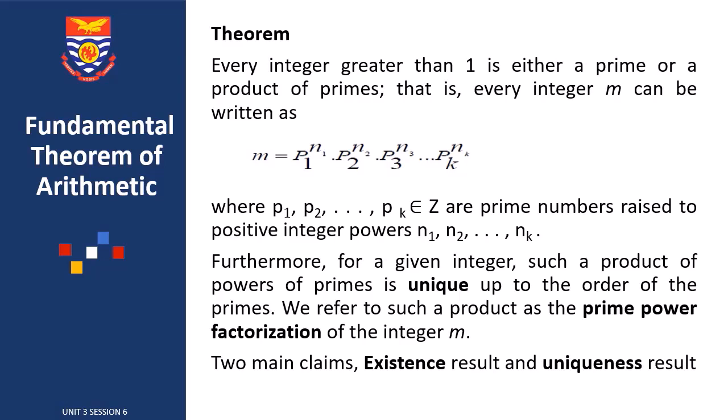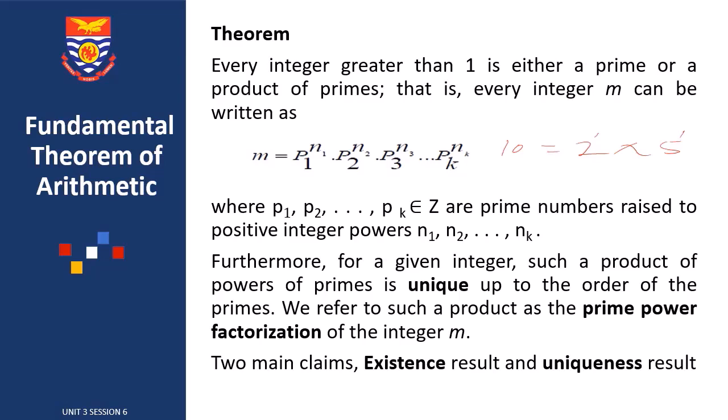Let's say 10 equals 2 multiplied by 5, that is p1, p2 with power 1 and power 1. When I have 4, it is 2 to the power 2, in that order. So any integer greater than 1 can actually be written like that. Furthermore, for a given integer m, such a product of powers of primes is unique up to the order of the primes. We refer to such a product as the prime power factorization of the integer m.